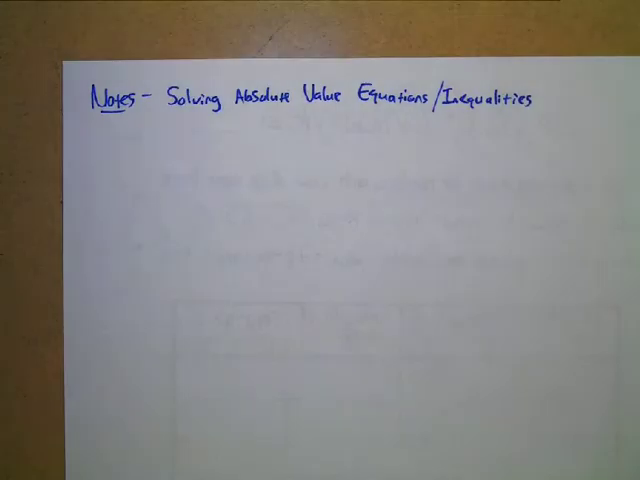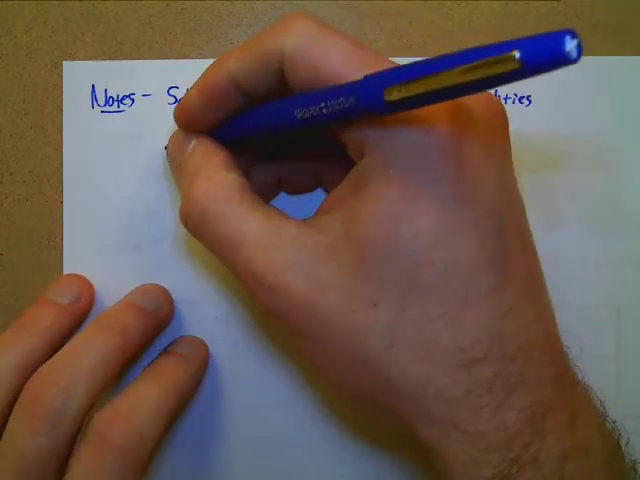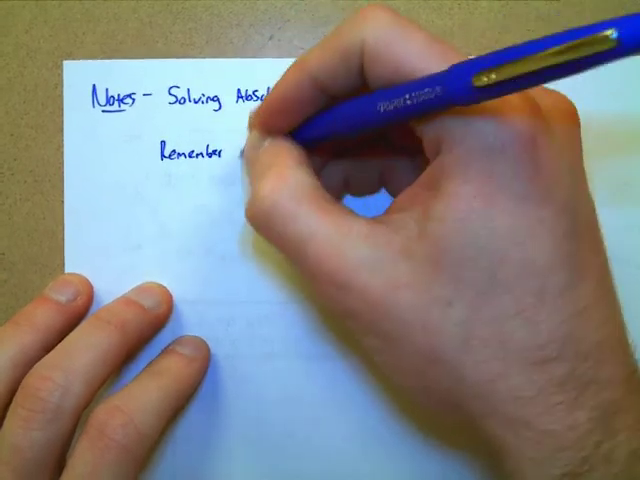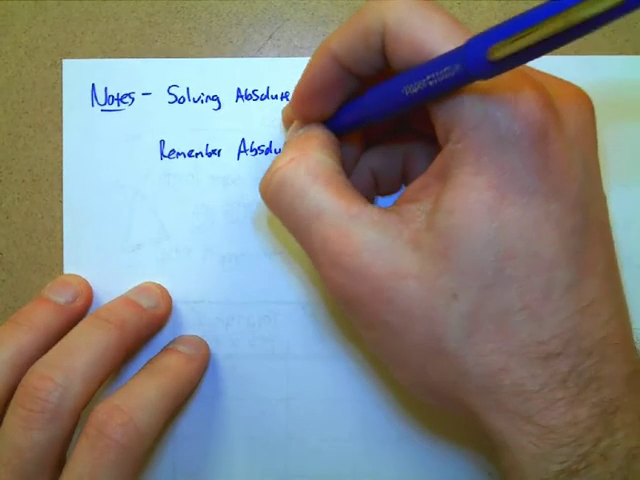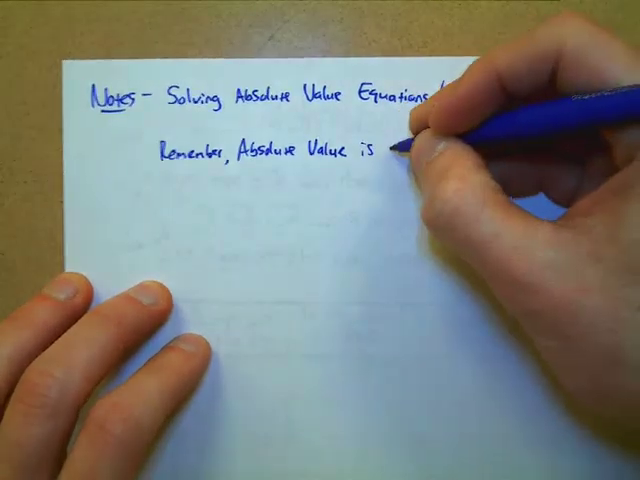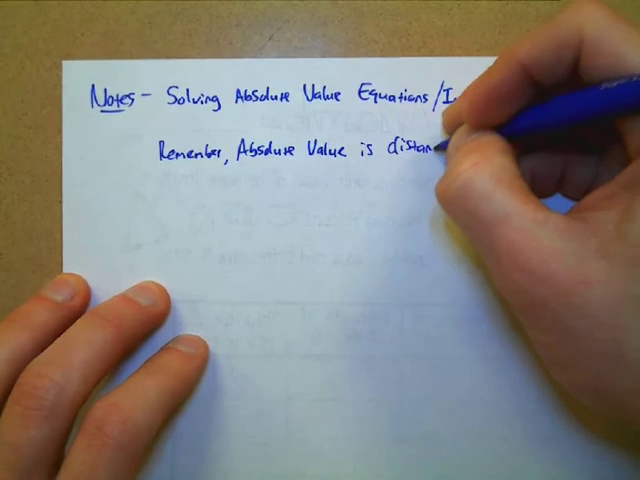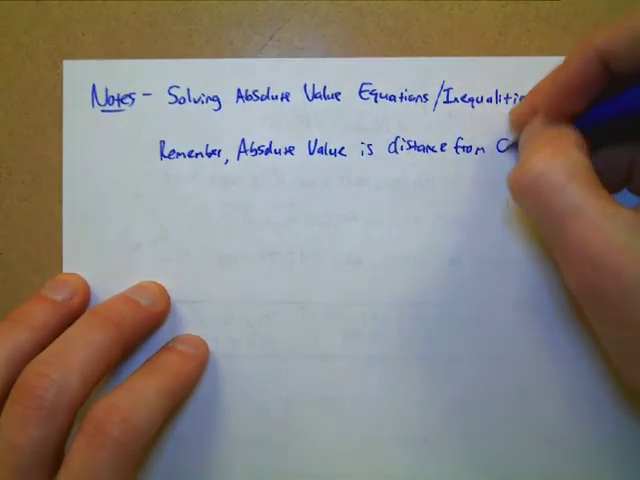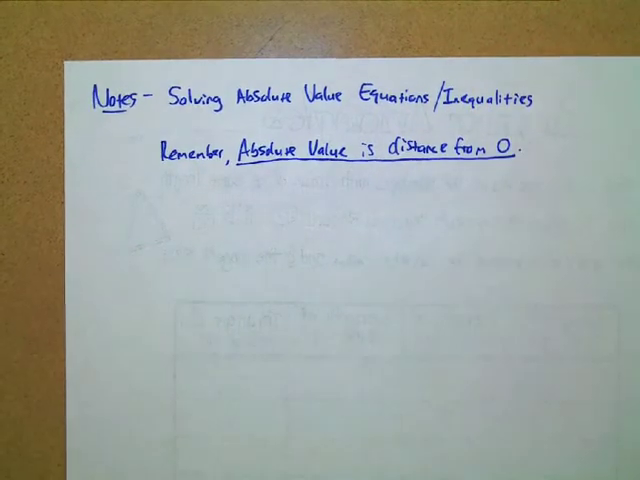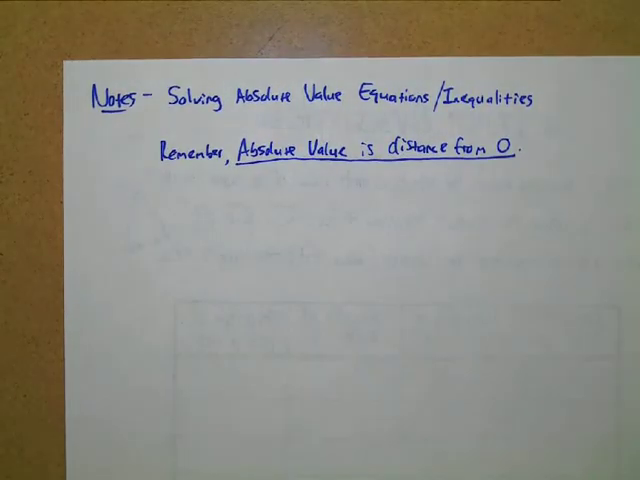So let's remember, okay, absolute value is distance from 0. Okay? That's going to be the crucial thing to remember here when it comes to how we solve an equation or inequality with an absolute value in it.